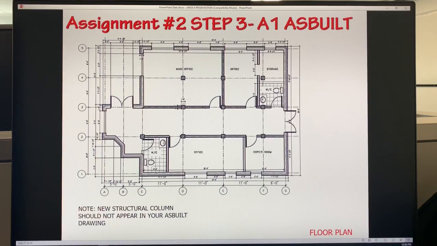Now also, I would highly recommend that you don't leave a column uncovered in your plan. You can A, try to hide it in a wall, or B, you're going to have to put some type of wall construction around your column. Maybe just a typical interior wall that you want to place around there. You cannot just leave a column bare. Any questions?